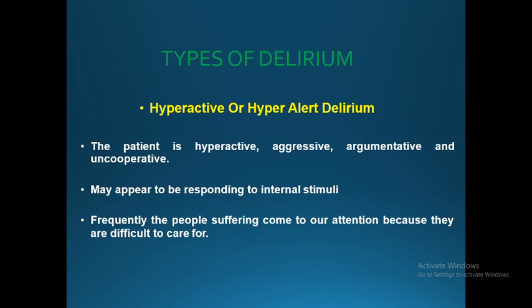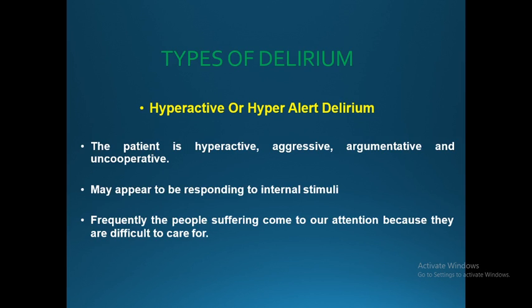Right. The types of delirium. The first type is hyperactive or hyper-alert delirium. The patient becomes hyperactive. With hyperactiveness, aggression is there. He is aggressive and argumentative.